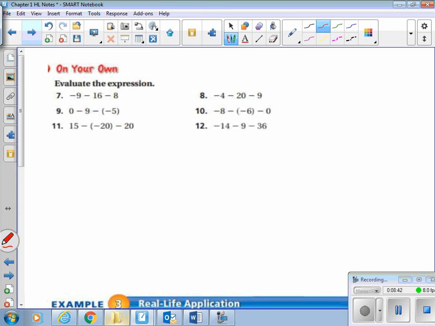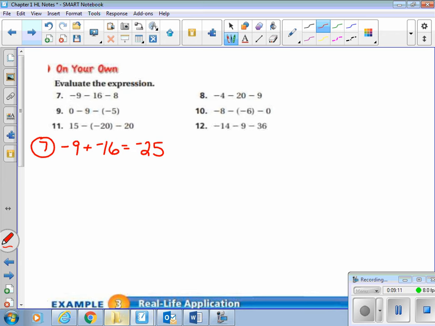Moving on to the on your own problems. See if you can do those on your own. You can break them up into 2. Come back and check your work when you're done. Number 7. Keep, change, opposite would give me negative 9 plus negative 16. My signs are the same. I'm going to add them to get negative 25.